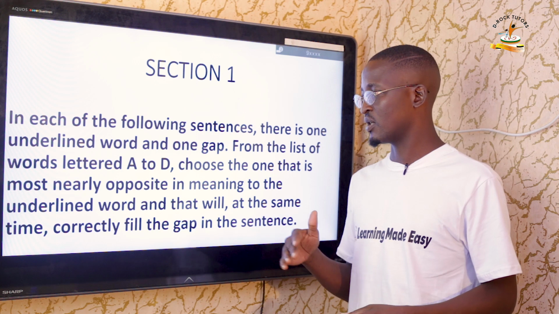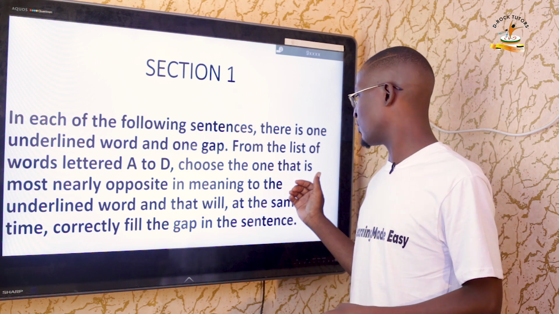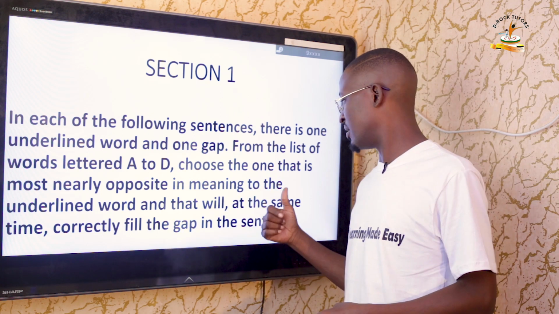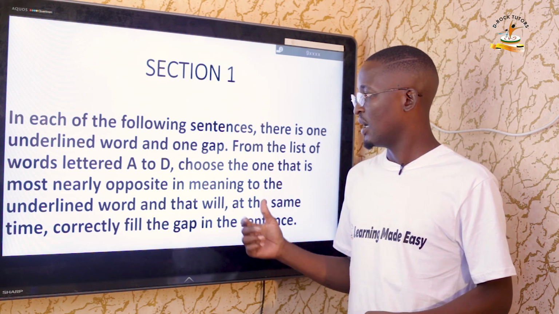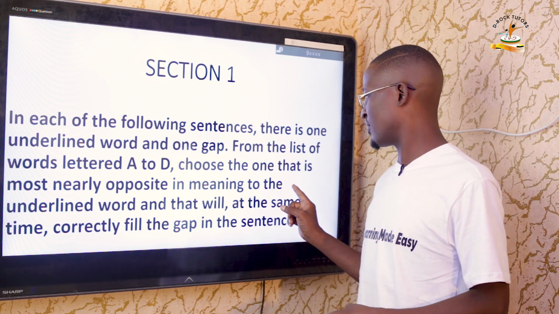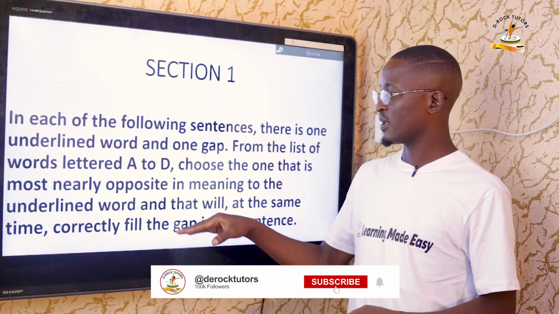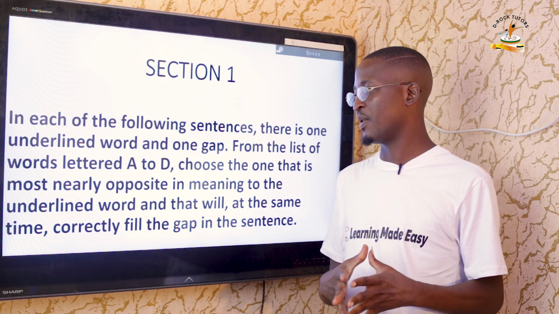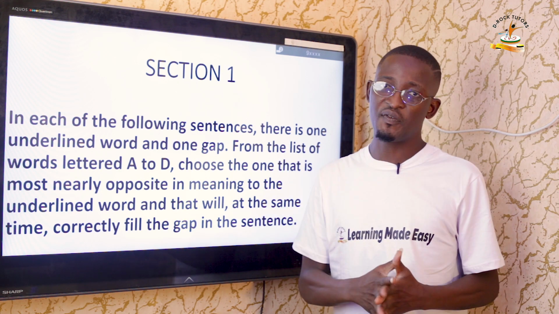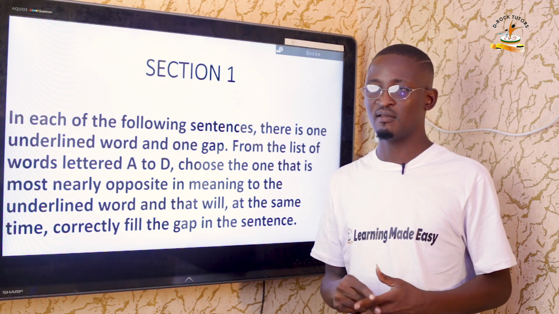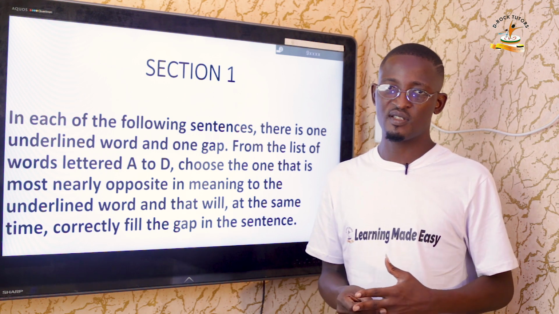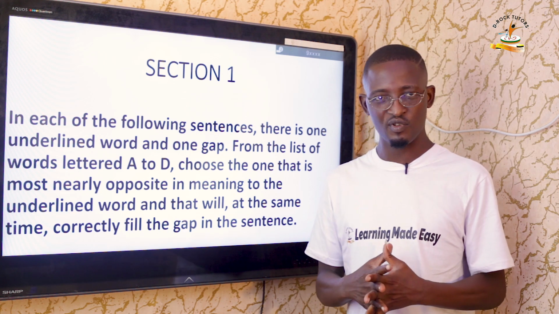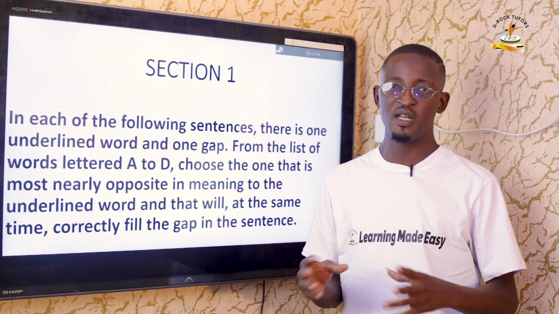From the list of the words lettered A to D, choose the one that is most nearly opposite in meaning to the underlined word. Mostly, now let me talk about this. First, we are talking about nearly opposite in meaning, because most times, the power of instructions to an African man is mostly a thing to be discussed, because we tend not to hearken to instructions, and in fact we don't even bother reading.